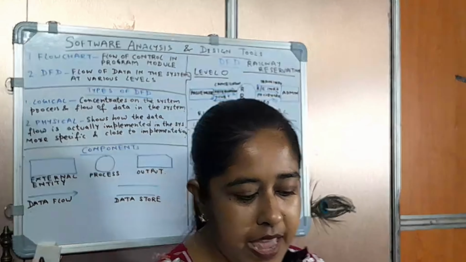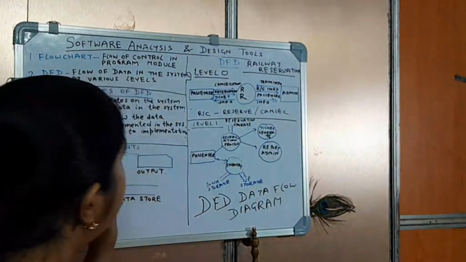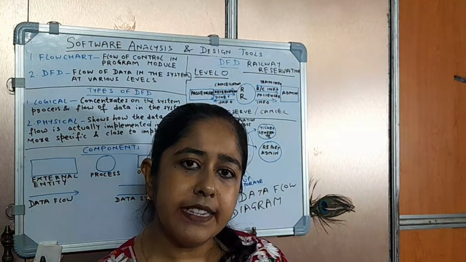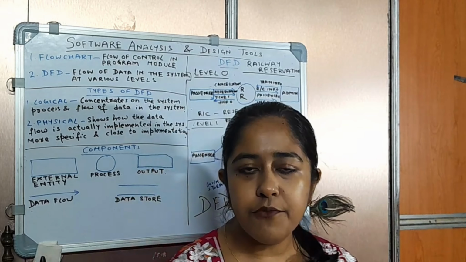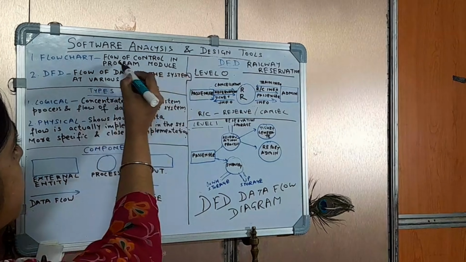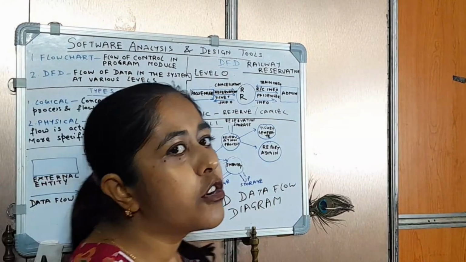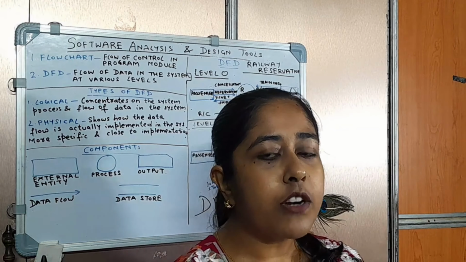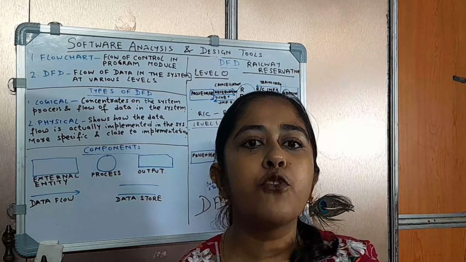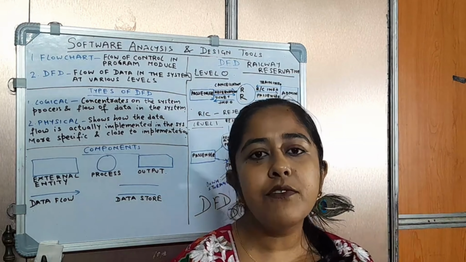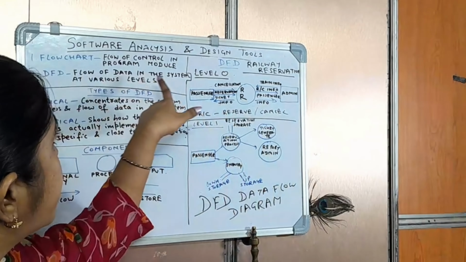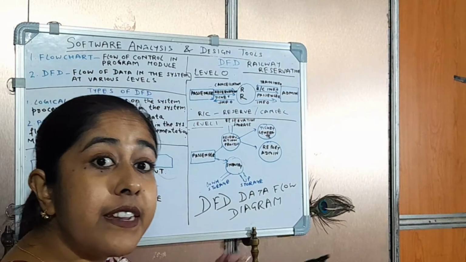in a particular system. Now we have one more thing, that is our flowchart. What is the difference between a flowchart and a DFD? A flowchart is also showing us a flow, but in a flowchart the flow of control in a program module is shown. We show how the control is flowing. But in a DFD, only the data in the system is shown, by various levels.